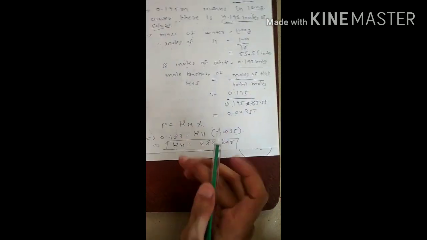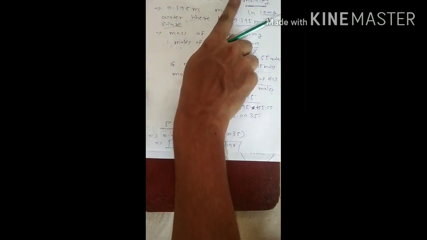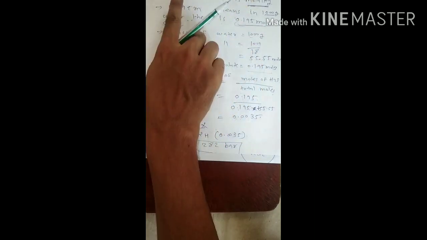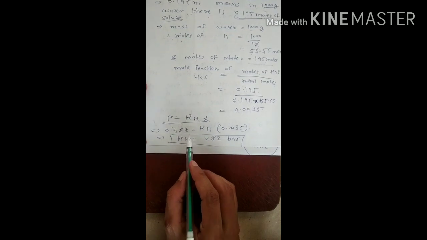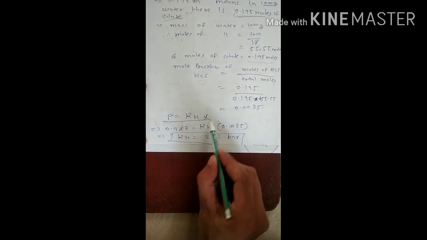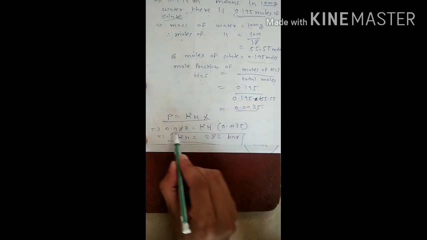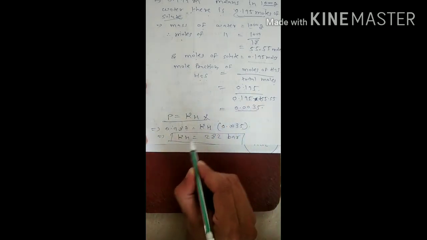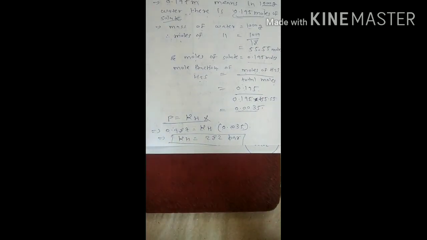Now this is the Henry's equation. Pressure, you have that in question only. Standard pressure, that is 0.987 bar. KH value we want to find out. Mole fraction we found out, that is 0.0035. So by solving this equation you will get KH is equal to 82 bar. Okay, so this is the example number 2.6.